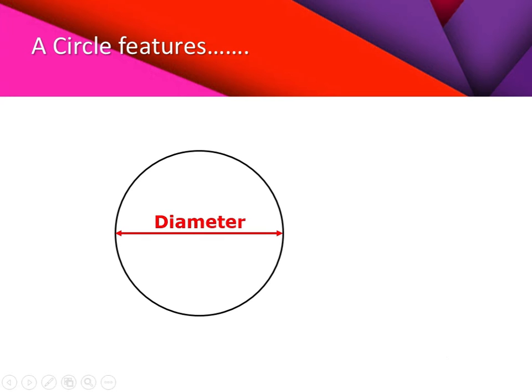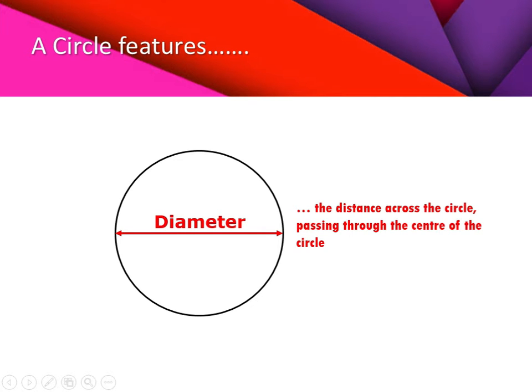Next we have diameter. Diameter is the distance across the circle passing through the center of the circle. So if a line touches the circumference at 2 points, and it is passing through the center of a circle, then we will call it diameter.